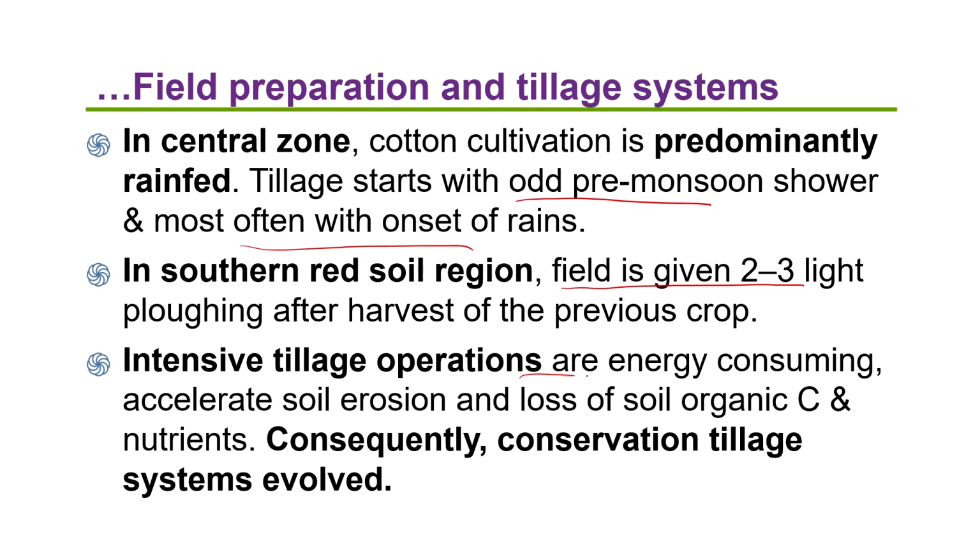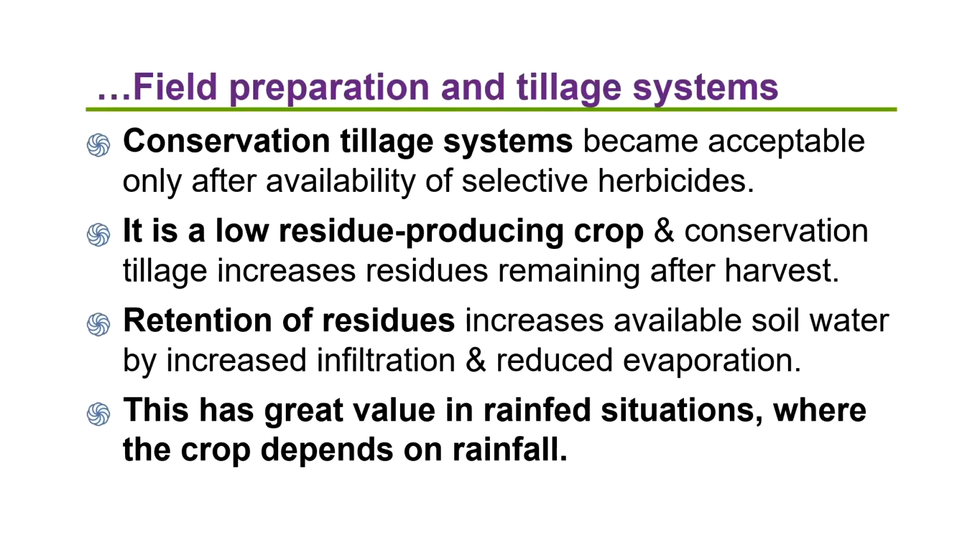Intensive tillage operations are energy consuming, and accelerate soil erosion and loss of soil organic carbon and nutrients. Consequently, conservation tillage systems have evolved. So, it is important to change the conventional system of tillage where heavy operations are done, particularly ploughing. To overcome these problems, like soil erosion, we need to find some alternative, and conservation tillage is an option under which we reduce the tillage.